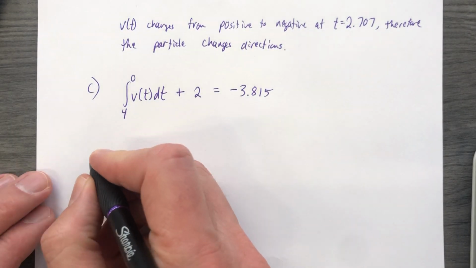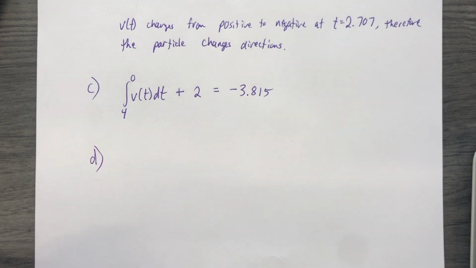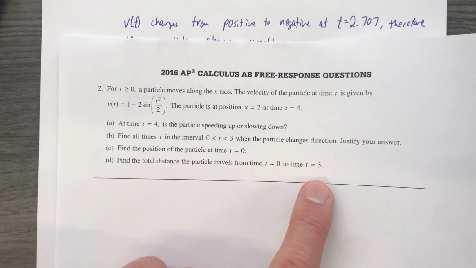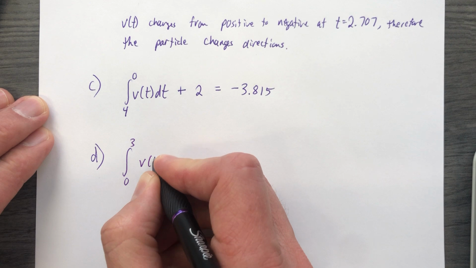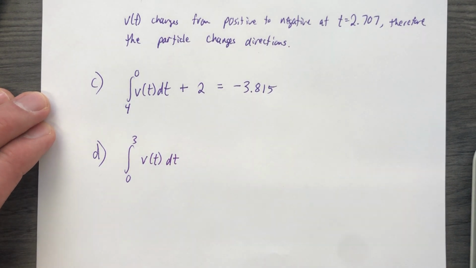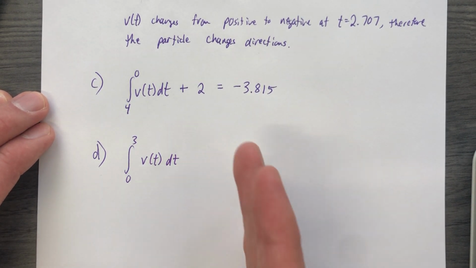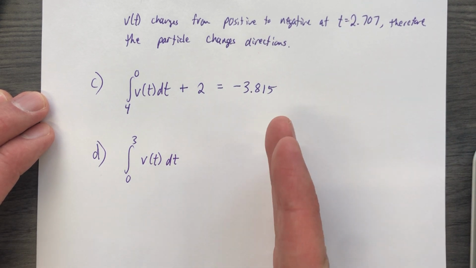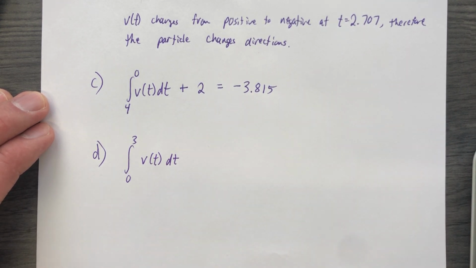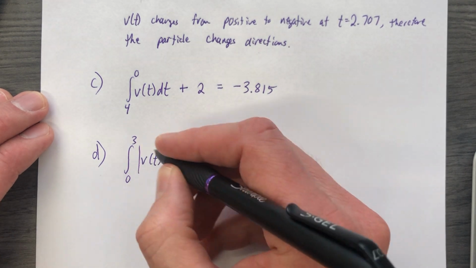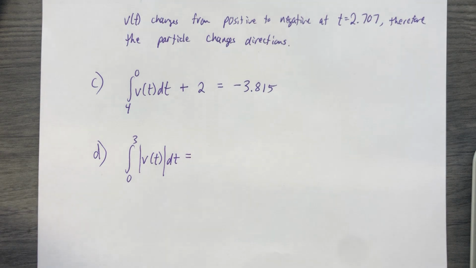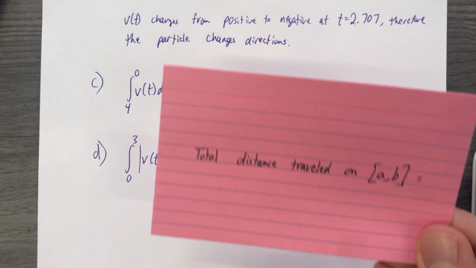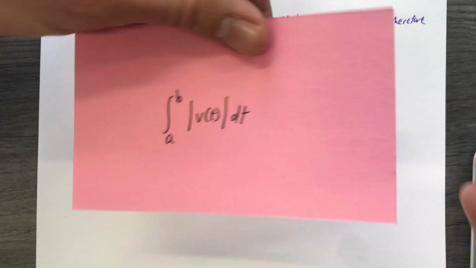Part D. Find the total distance the particle travels from 0 to 3. Well, total distance that I travel means that I need to take the integral from 0 to 3 of the absolute value of my velocity. And if I stopped right here, then I would really be finding my displacement, because I could move forward, move backward, move forward, move backward, and we'll have lots of positives and negatives. But my total distance traveled would be this. So let's figure that out just to be on the safe side, and this is correct, but total distance traveled, there it is.